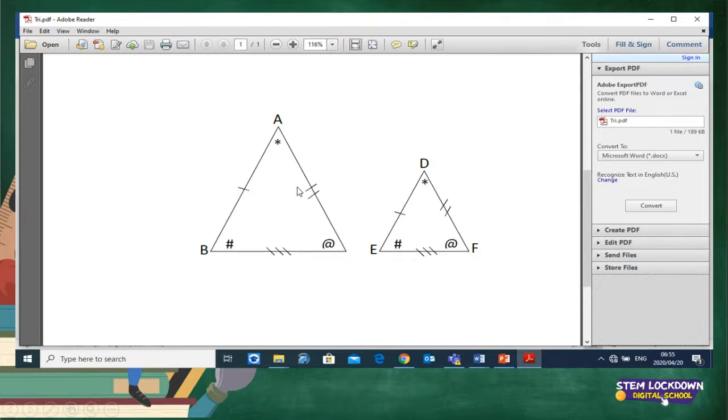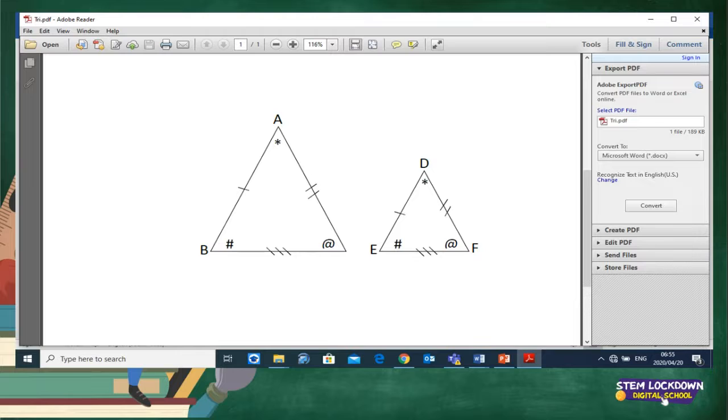Please look at the triangles. Of course, you can see this is the bigger triangle and this is the smaller triangle. So the line AB is not equal to DE, but it is in proportion to the line DE. I just wanted to correct that. So the line AB is proportional to the line DE. And similarly, the line AC is also in proportion with the line DF. And lastly, the line BC is in proportion with the line EF.